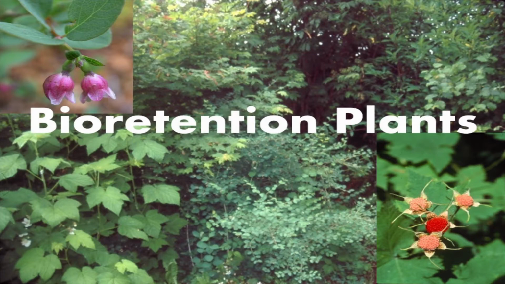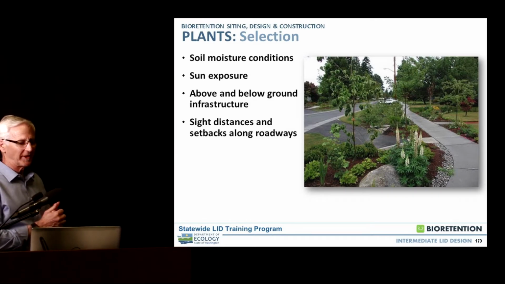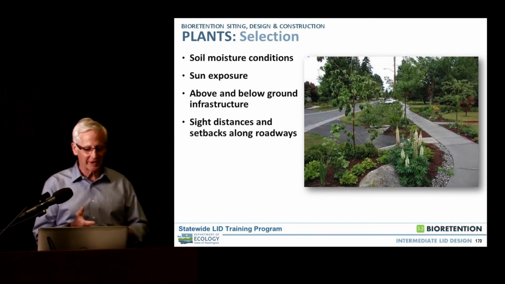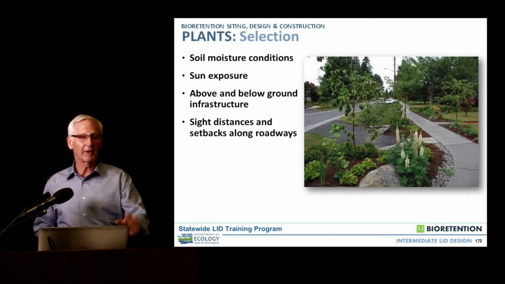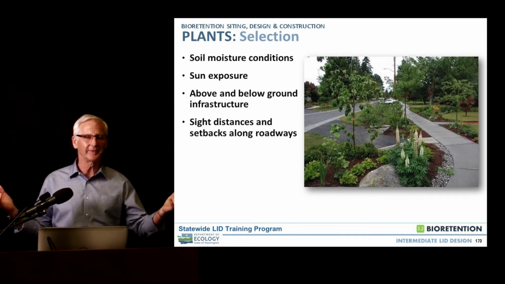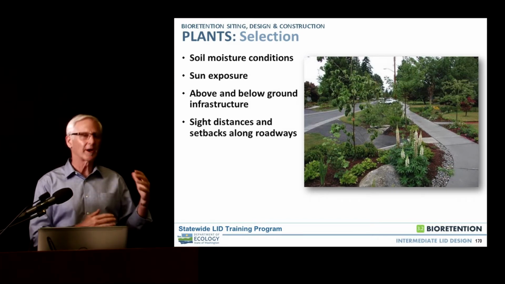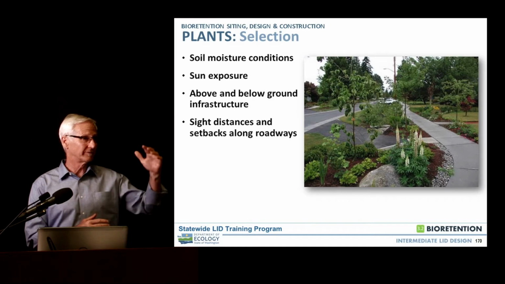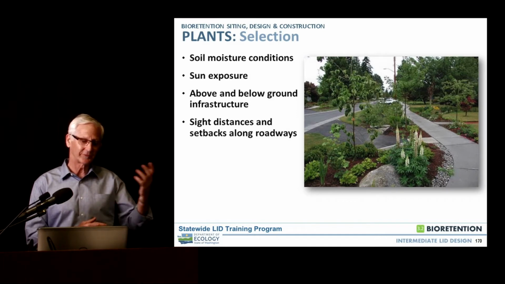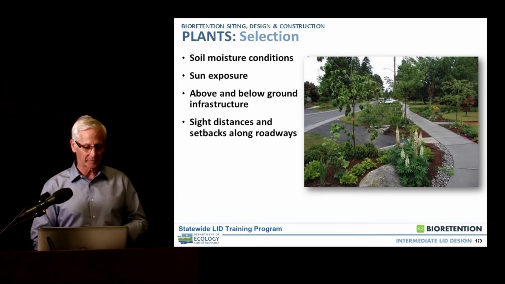also for soil structure and health. This plant selection criteria, very basically, soil moisture conditions, sun exposure. Most of our guidelines, if you look in the back of the manuals, like Rain Garden Handbook and the LID Technical Guidance Manual, the plant selections are organized by moisture zones within the bioretention area. So that's one way we really organize plant selection.